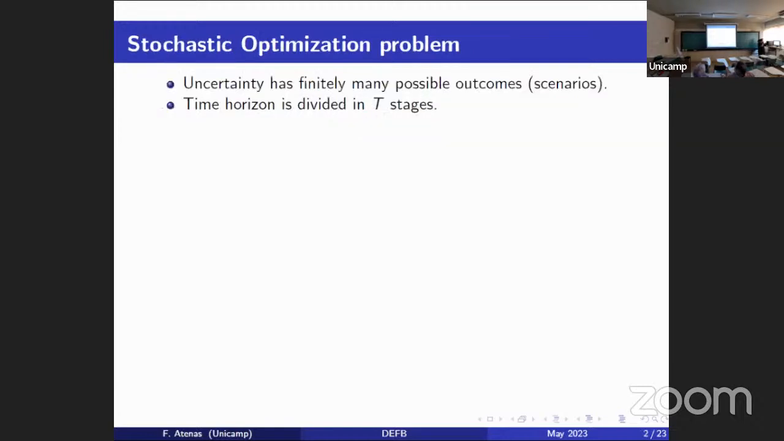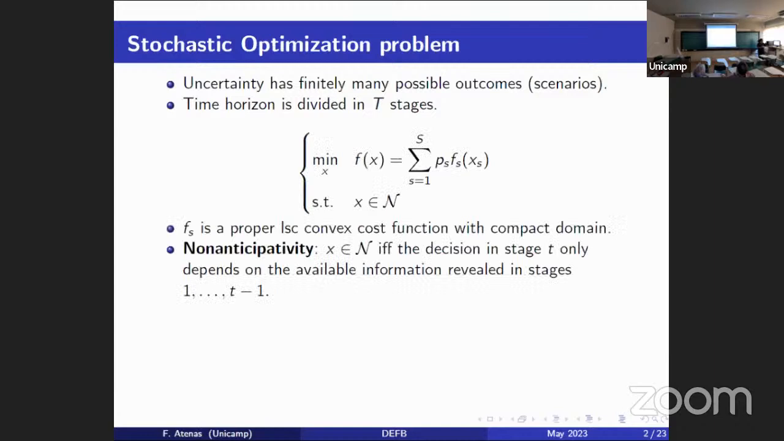So in the stochastic optimization setting, we assume that we have a finite number of outcomes, these scenarios. And we also divide the time horizon into stages. And in each stage, we make a decision. The general formulation of the stochastic optimization problem is the following. We want to minimize this function. Here, capital S is the number of possible outcomes or scenarios, and p_s is the probability associated with scenario s.